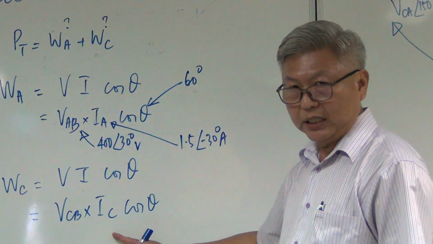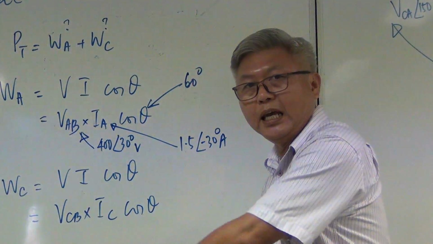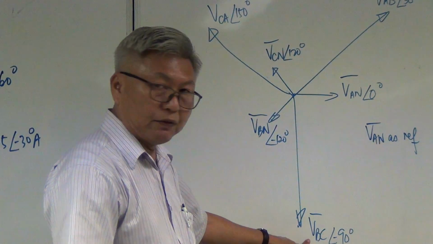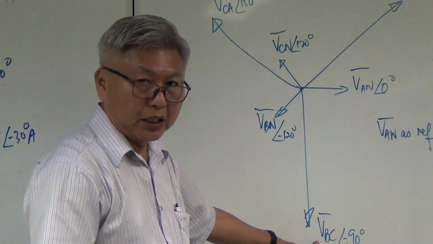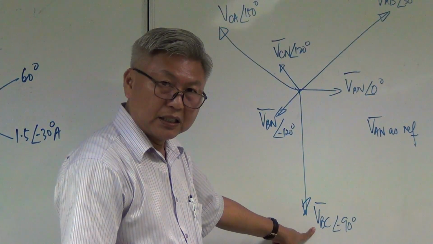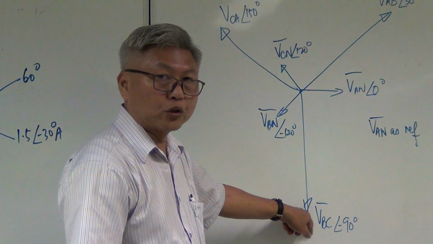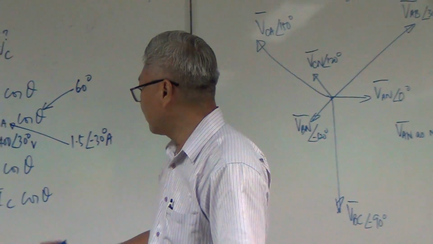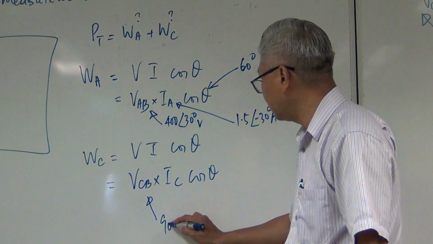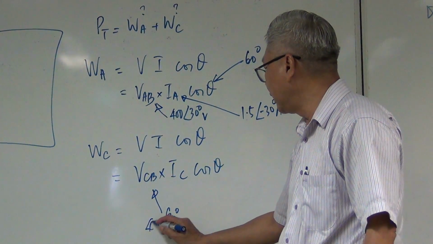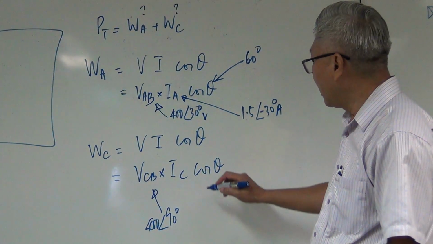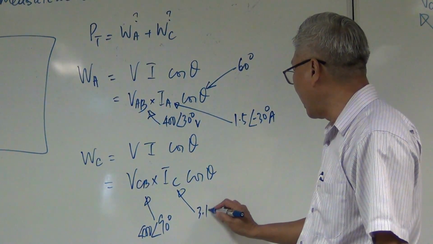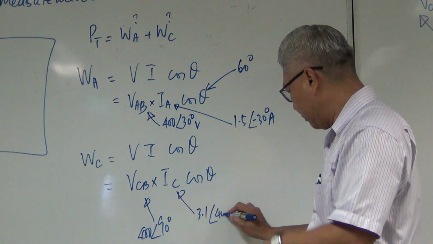Now WC, wattmeter C, VCB. Again, if I refer back to my Phasor diagram here, this is VBC, that's minus 90 degrees. So VCB, you have to toggle the Phasor to the other side, so VCB is 90 degrees. How about my IC? I fake a value. Let's say IC is equal to 3.1 at 40 degrees.